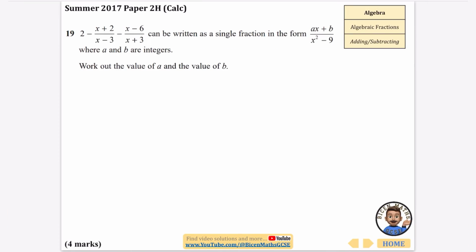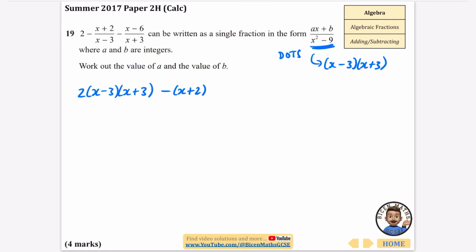Okay, this one wants it to be written as a single fraction, so they've told us what the common denominator is going to be. Remember that common denominator is a difference of 2 squares. There it is again, which means it's actually come from an x minus 3, x plus 3. So the 2 that we've got needs to be multiplied by the x minus 3 and the x plus 3. And then for this part, the minus x plus 2 has already got an x minus 3, but it needs to be multiplied by an x plus 3.